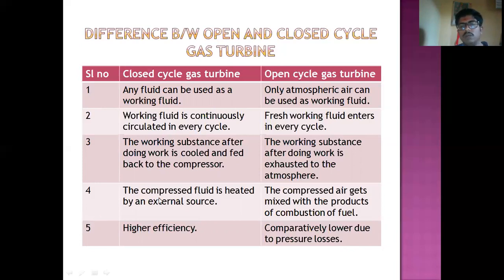The fourth point: in the closed cycle, the compressed fluid is heated from an external source. In the open cycle, the compressed air gets mixed with the products of combustion of fuel. The fifth point: efficiency is higher in a closed cycle gas turbine. In an open cycle gas turbine, the efficiency is very low due to depression losses. These are the common differences between closed cycle and open cycle gas turbine.